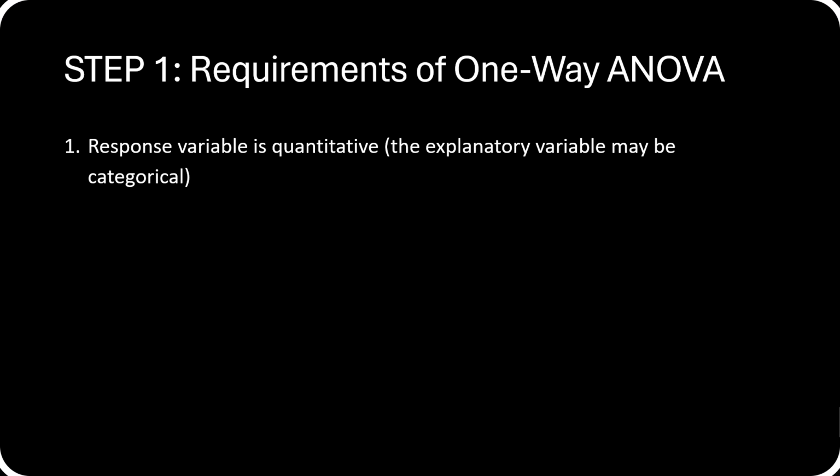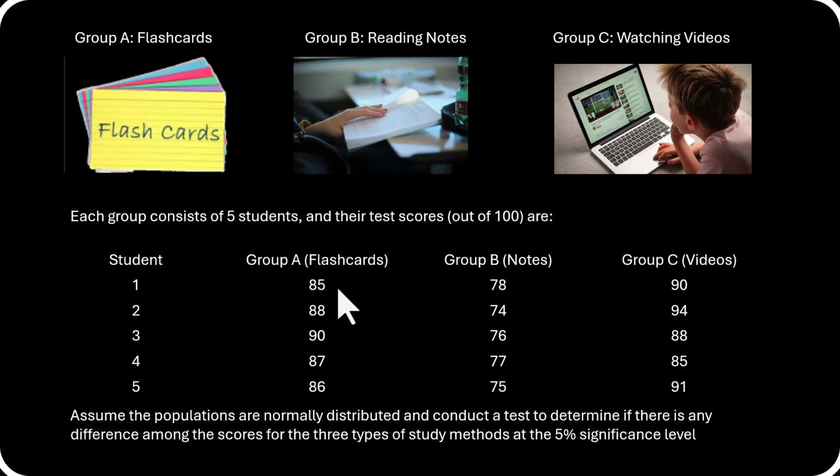Remember the requirements of one-way ANOVA. Again, I believe I covered this in a previous video, but let's go over them. The first requirement is that my response variable is quantitative. The explanatory variable is usually categorical, or even if it's quantitative, we treat it as categorical. So let's go back to our data and make sure that the response variable is quantitative. What is my response variable here? The way I'm measuring the efficacy of the study method is through a quantitative variable, which is the test score. So that requirement has been met.